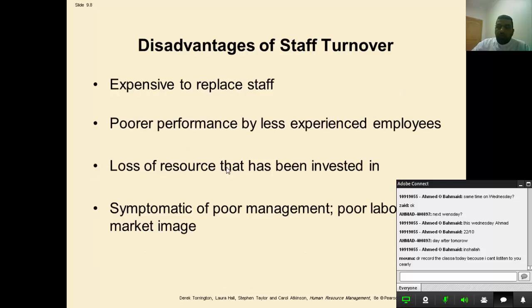But the problem with turnover is that if the organization's turnover rate is very high, then the cost of replacing employees will also be very high. Each time an employee leaves, you need to replace him with another employee. So you will spend a lot on recruitment, selection, interviews and everything, in order to bring in better employees.